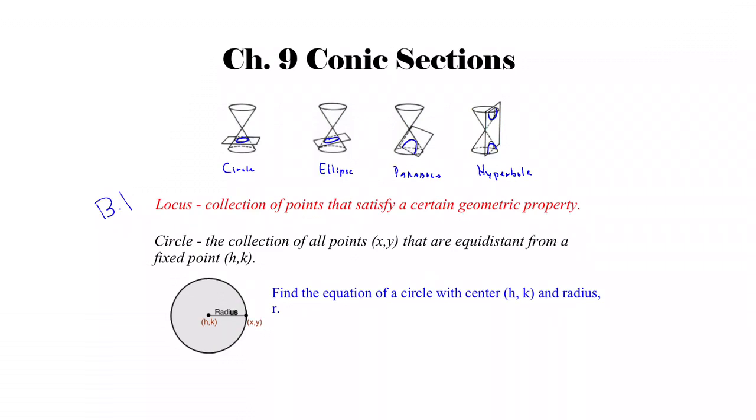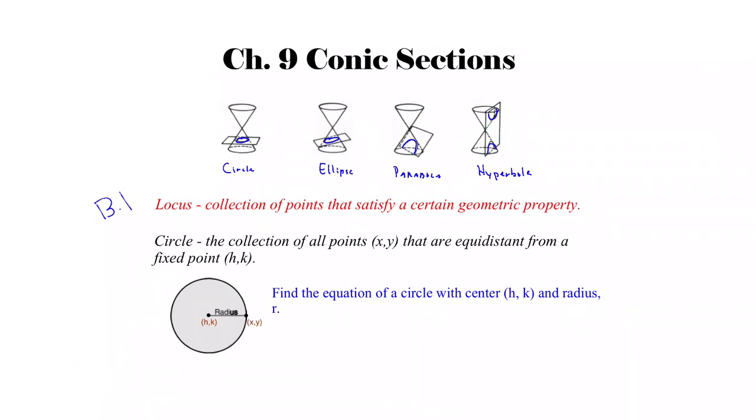First off, a locus is a collection of points that satisfies a certain geometric property. And so that's how we're going to look at all of the conic sections, by a collection of points that satisfy the property. So a circle is a collection of all points x, y that are equidistant from a fixed point h, k. Now you can see that the fixed point h, k represents the center of the circle.